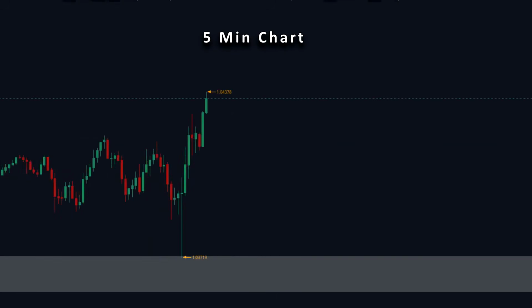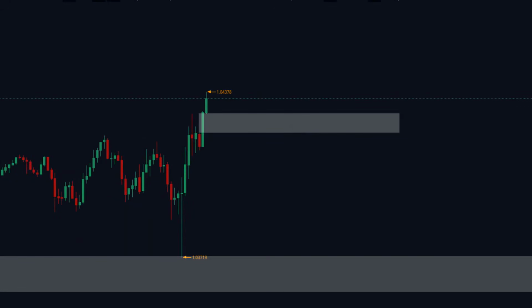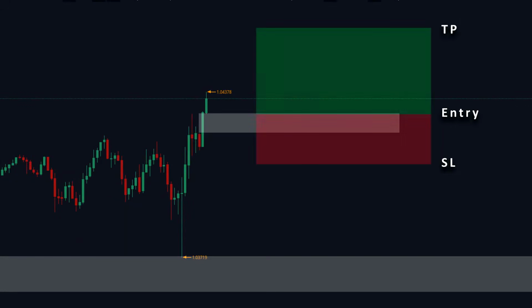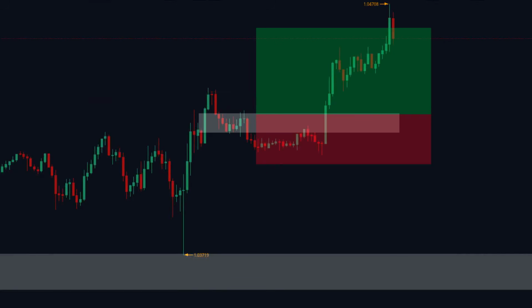At this point, we identify a new FVG area on the 5-minute time frame. The trade setup involves placing a buy order at the start of this zone while positioning our stop loss just below it. The long-term target will be the next significant level ahead of the price.